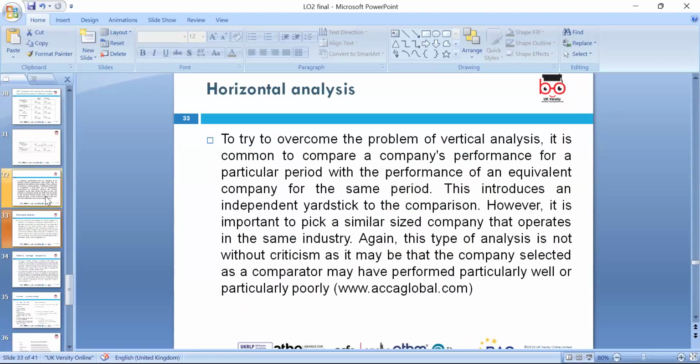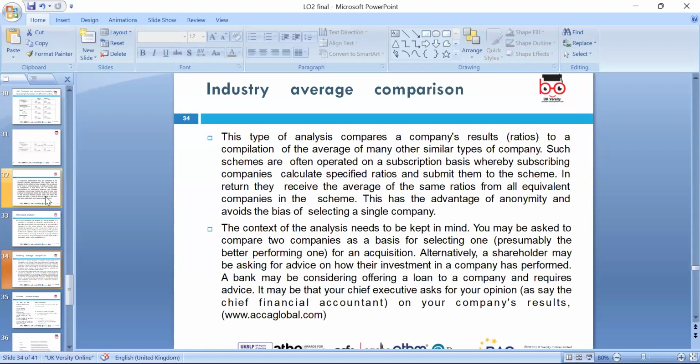Horizontal analysis: we can do vertical and horizontal analysis on the same company. Industry average: we need to look at what the average companies are earning, and their profitability and ratios, so we can compare with them and decide. That's also quite crucial.